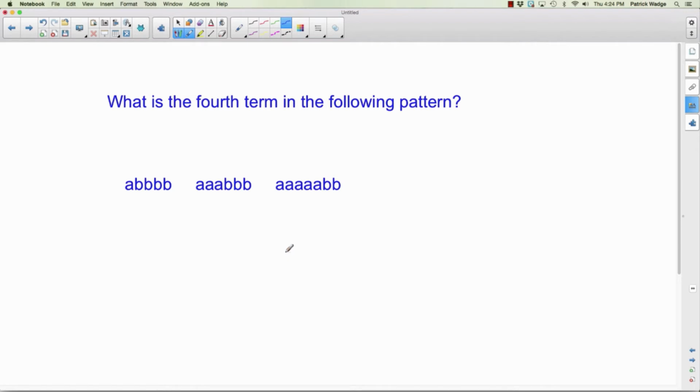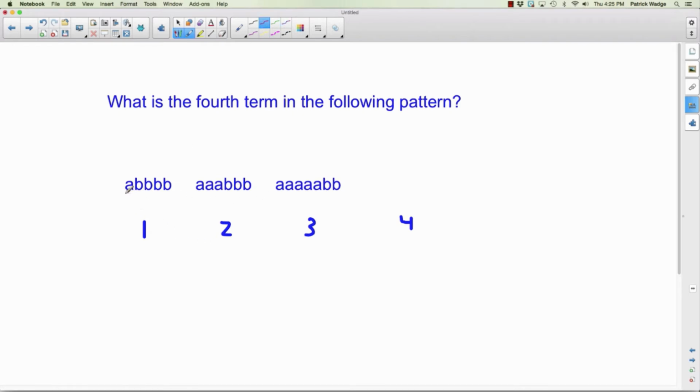What's the fourth term in the following pattern? So here's the first term, the second term, the third term. We want to know what the fourth one is. We've got some A's, we got some B's. Give you a second here. I bet some of you can get this one pretty fast. Right? What's the hint? Take a look at the A's and the B's separately.